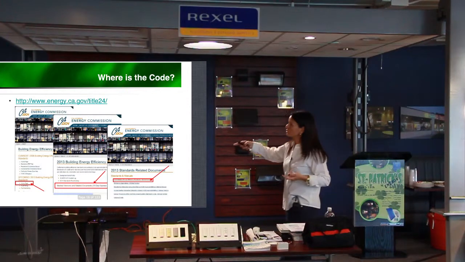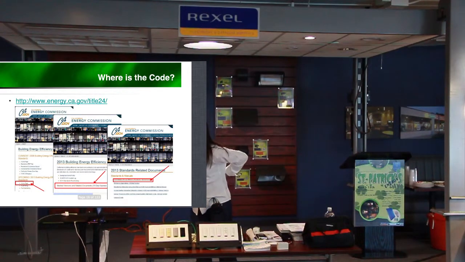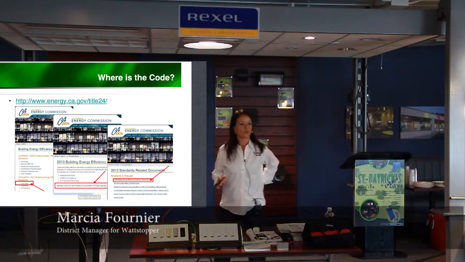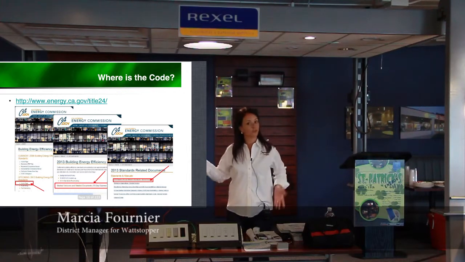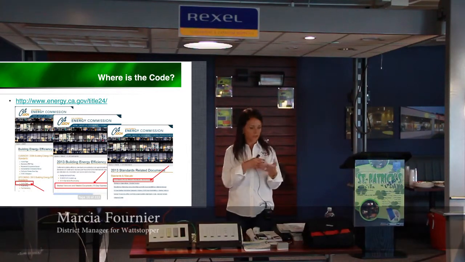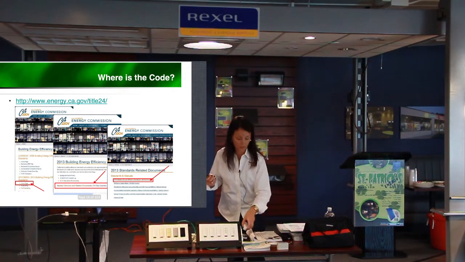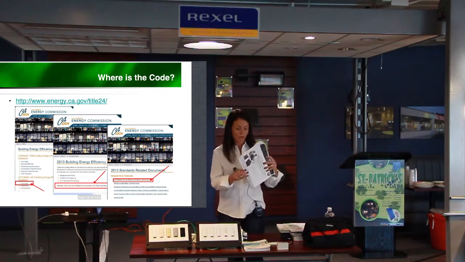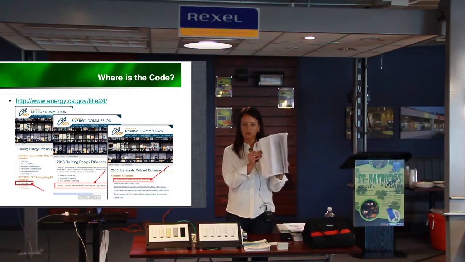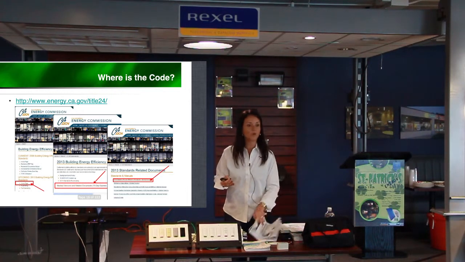The code, so answering your question, if you want to download the full code, you go to energy.california.gov/Title 24. That's where you download the full code. Feel free to do it. If you have free time in your sleepless nights, that will help you fall asleep very easily. And if not, this is the full presentation.